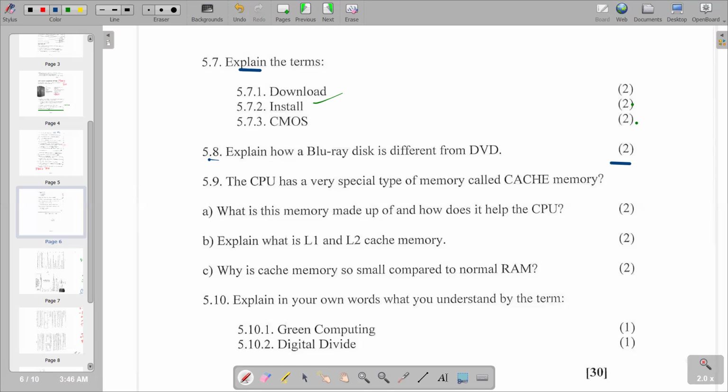So when it becomes a cache memory, we are saying it is a type of data storage used to store frequently accessed information for faster response time. So basically, that's what we have in terms of explanations. But our question as is, the CPU has a very special type of memory called cache memory. Then on the first part A, what is the memory made up of, and how does it help the CPU? So that's the explanation that we are going to give in the other section.